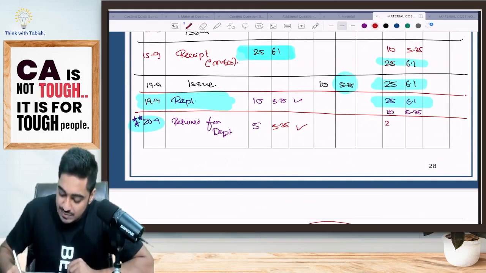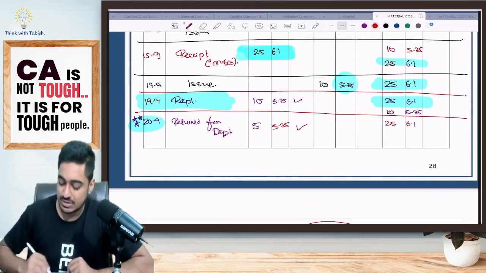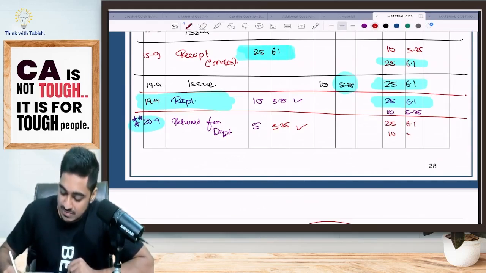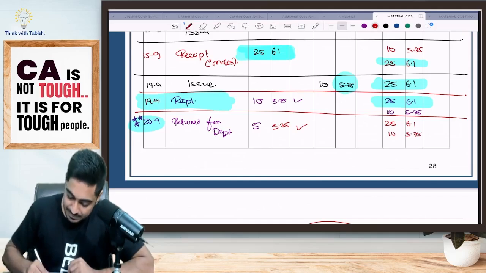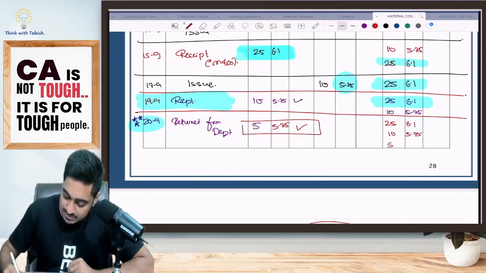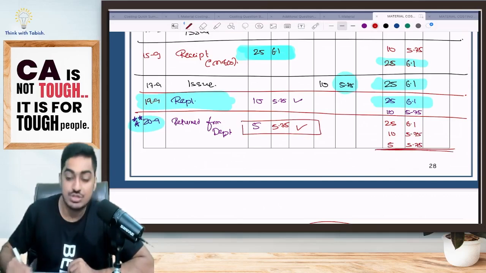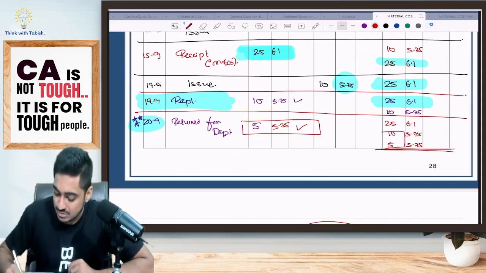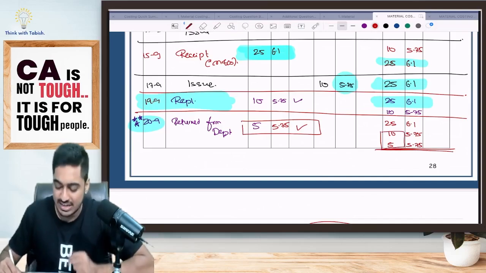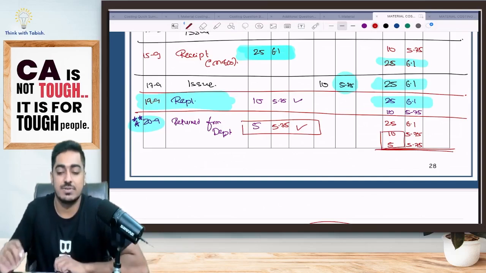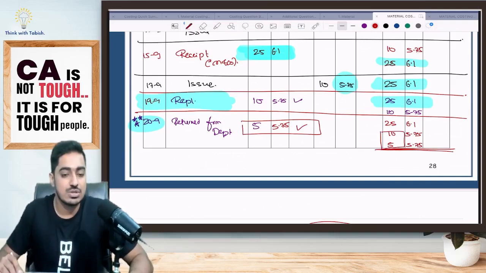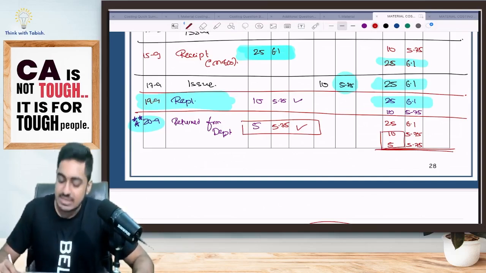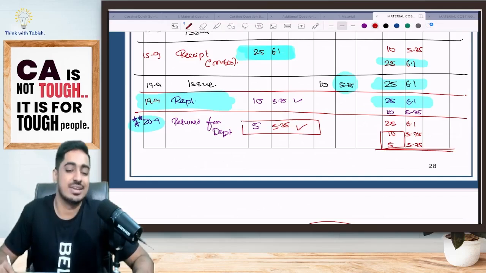I'm already having 25 units at the rate of 6.1. Again, 10 units I'm having at the rate of 5.75. Again, these 5 units I'm having at the rate of 5.75. This is how my balance should be looking. Yes or no, everyone? If I want, I can merge the two, because both rates are the same. I can write 15 units at the rate of 5.75. Yes or no, everyone? But that's not the case.